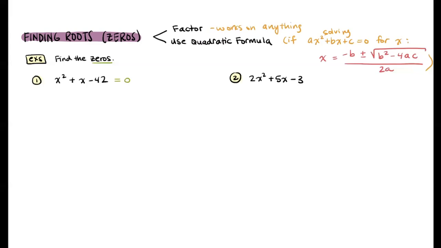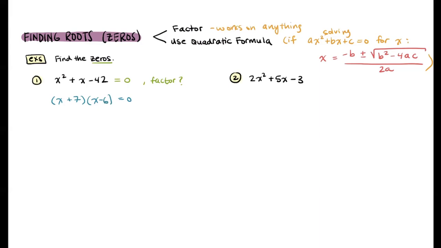Okay, so let's try to factor and see if we can factor it. That would be the first thing I would try. So can you factor? Right, we don't want to use the quadratic formula if we don't have to. This has a 1 in front of the x squared. So let's see if we can find two numbers that multiply to negative 42 and add up to 1. And I think we have those: positive 7 and negative 6.